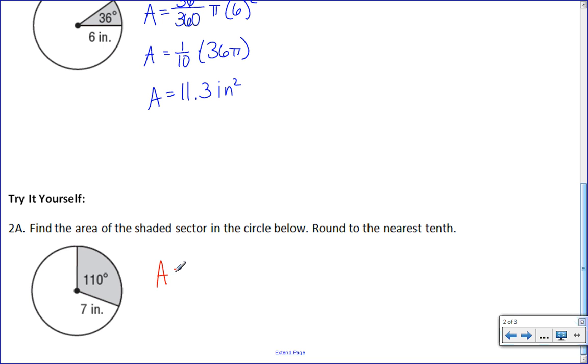Alright, this sector has an area of 47.0 square inches.